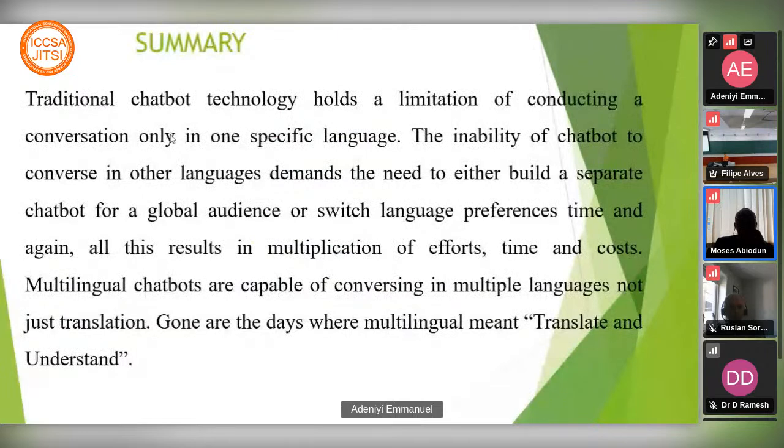Now, traditional chatbot technology has the limitation of conducting a conversation only in a specific language. As you can see, most chatbot systems are majorly in English. The ability of a chatbot to converse in another language is in great demand, since otherwise you must build a separate chatbot for a global audience, or switch language preference based on time or region. All this results in multiplication of effort, time and cost. Multilingual chatbots are capable of conversing in multiple languages, not just translation. Gone are the days when multilingual meant translate and understand.